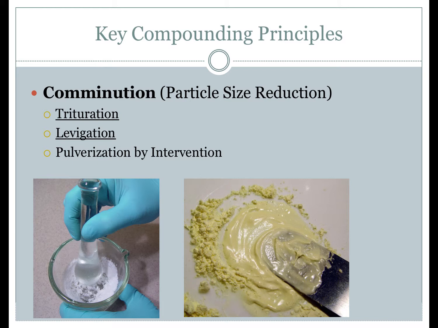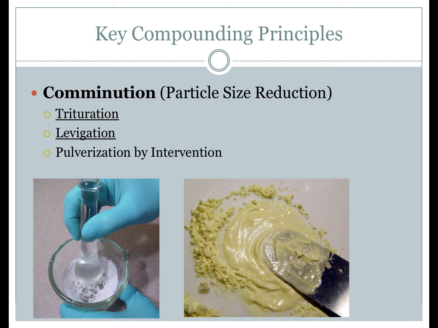Another key compounding principle for the preparation of powdered dosage forms is the use of comminution, or particle size reduction. In nearly all compounding situations, powder should be in as fine a state as possible. Therefore, unless the solid can be purchased already as a very fine powder, most powders must have their particle size reduced by the compounding pharmacist. There are three main techniques used in particle size reduction.